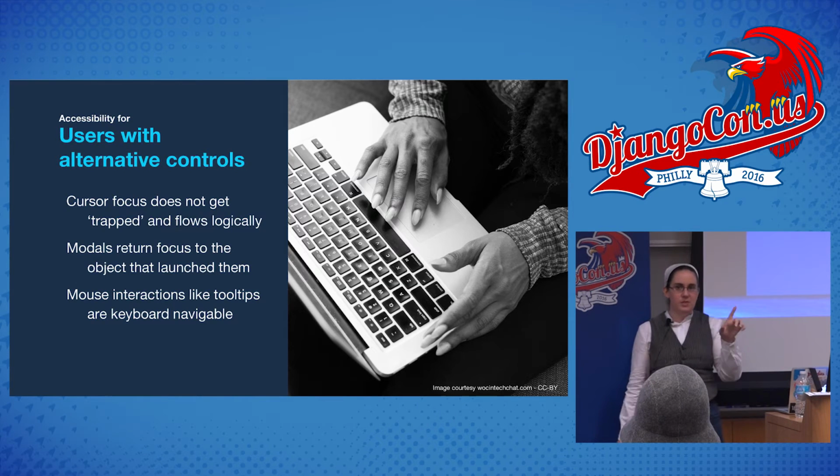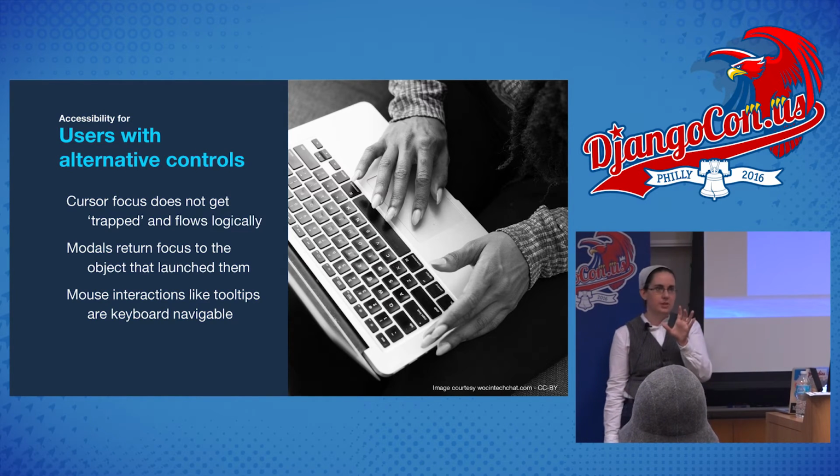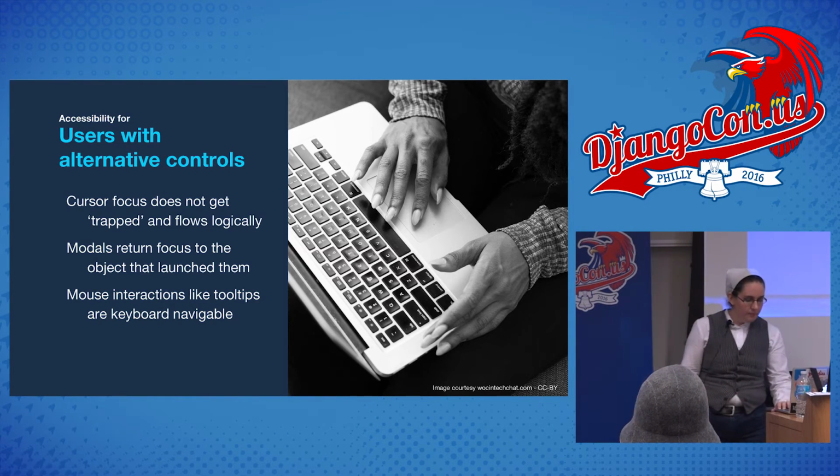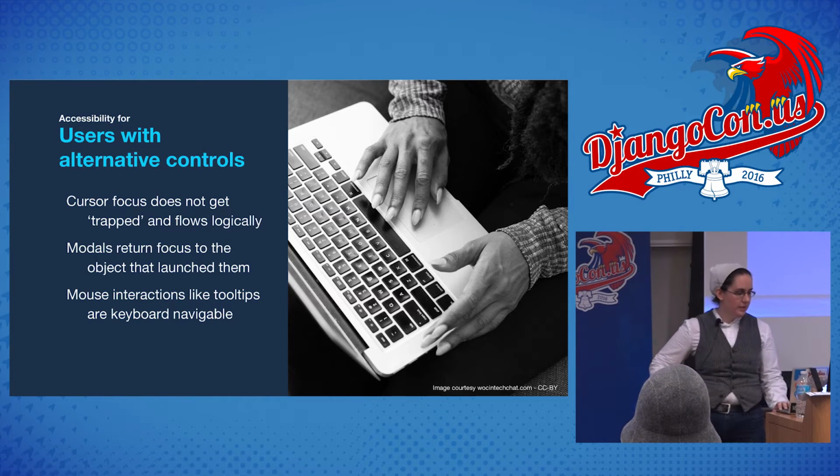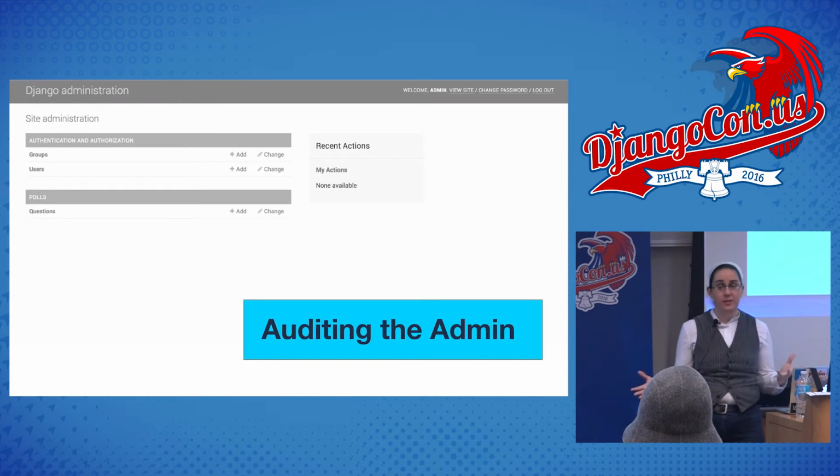Tooltips and things where you have an on-hover action, you want to make sure that's also an on-focus action, so if somebody has keyboard focus on that item, they will see the tooltip. So those are the big ones there. We're going to talk about the admin interface.